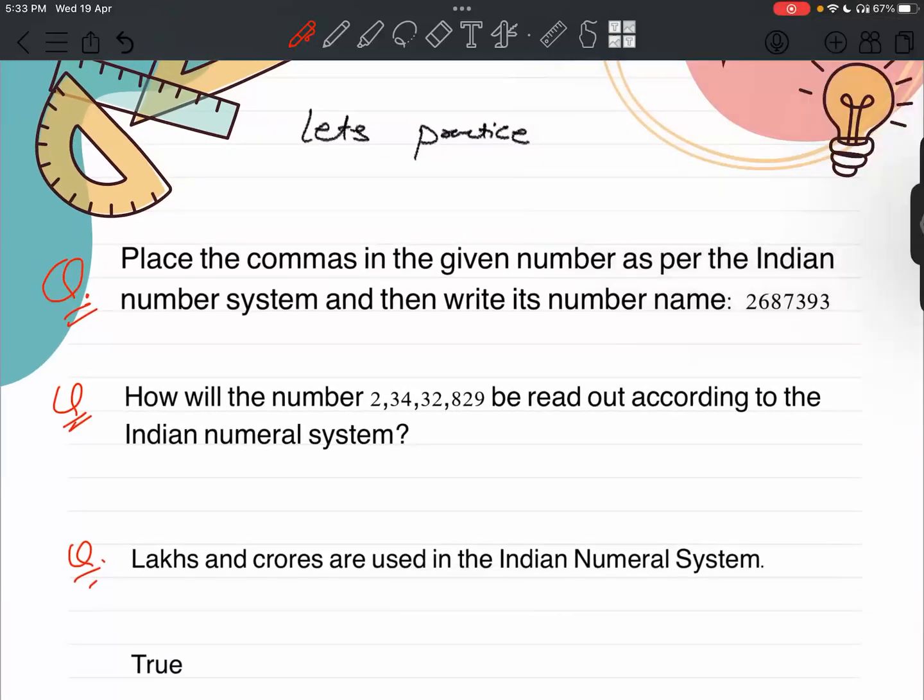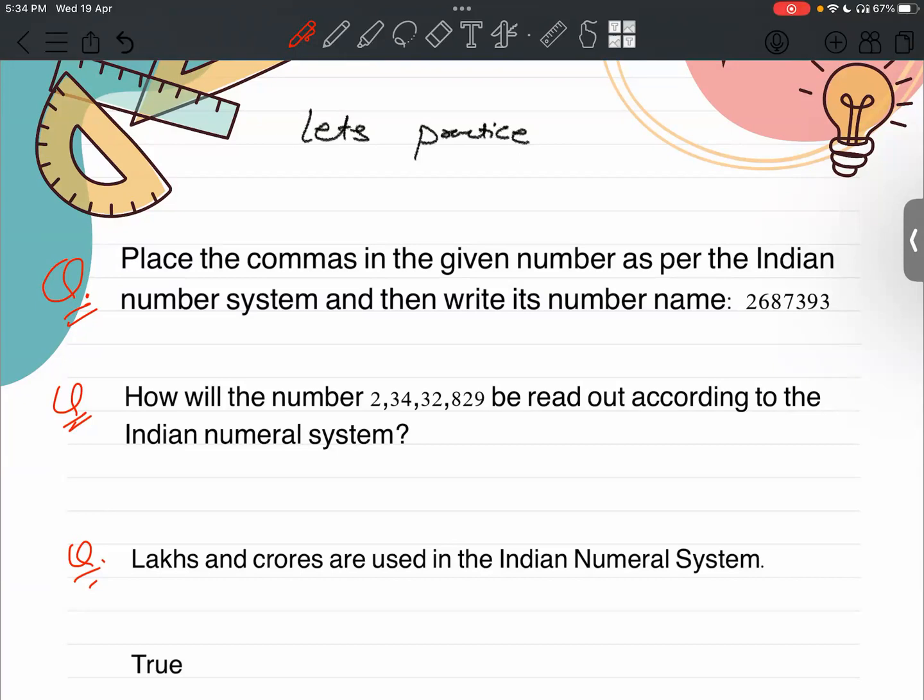Sir, one more thing. If they don't tell us to write the name, we just have to put the commas, right? Yeah, you just have to put the commas. But if they told you to write its name also, then you have to write the name. If they tell you to do both systems, you have to do international and Indian system. Yeah, exactly. Here the question is about Indian number system. I mistakenly told something, I was thinking something else. That's why I told by mistake. Anyways, okay.